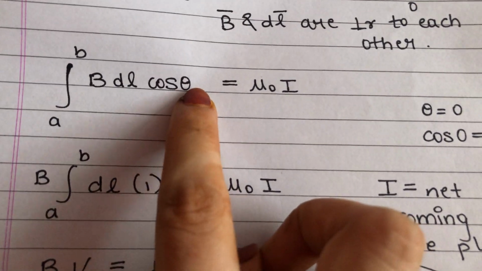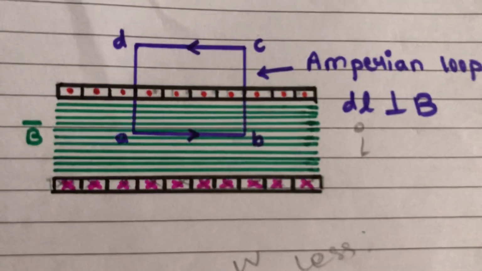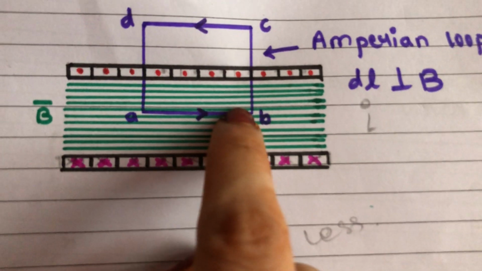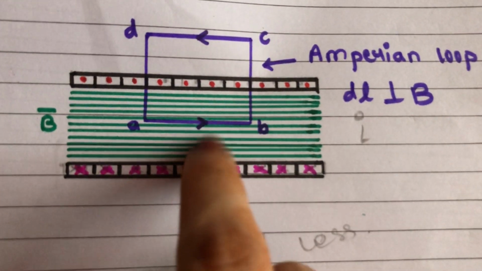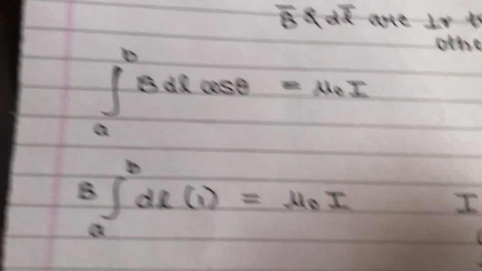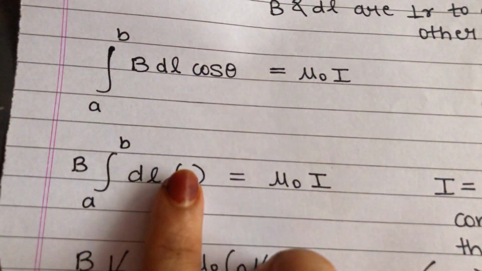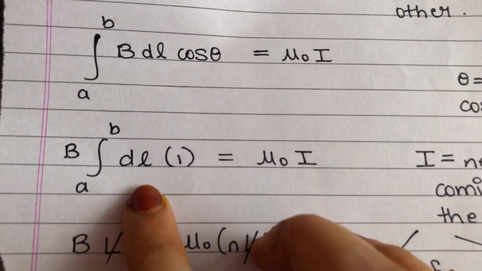Now cos theta. Theta will be 0. Why will theta be 0? See here, this blue line is parallel with the green line. So theta is 0 because both of them are parallel. Cos theta, that is cos 0, is equal to 1. dB is outside the integration, only dL remains inside the integration.